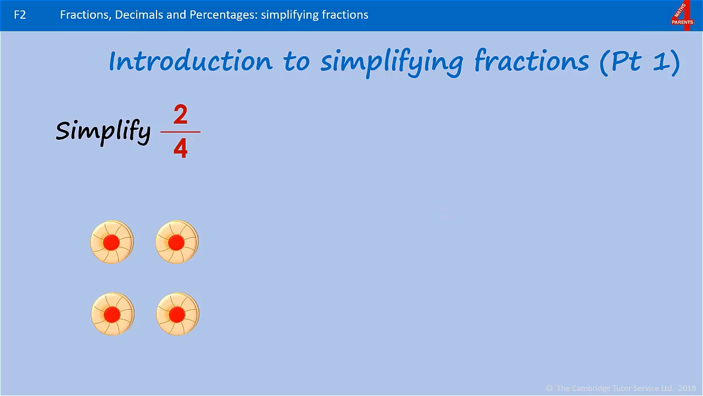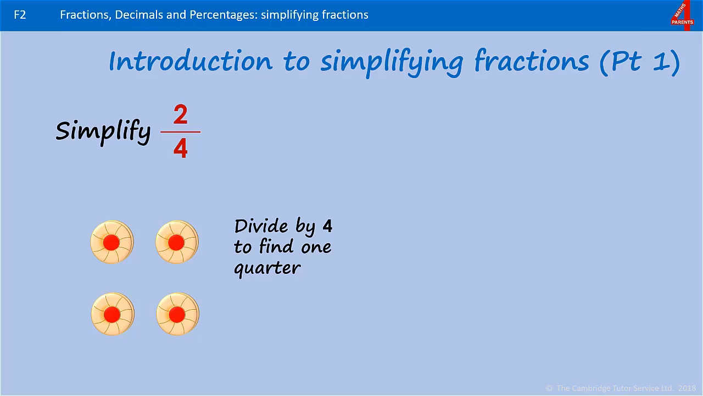When we talk about simplifying fractions, we talk about getting the smallest numbers we can, but where we still have the same value fraction. I'll show you what I mean. Simplify 2/4. Here we have 4 jam ring biscuits, and if we divide them by 4, we've found a quarter.